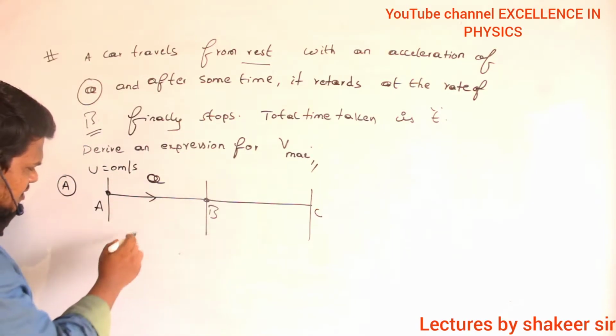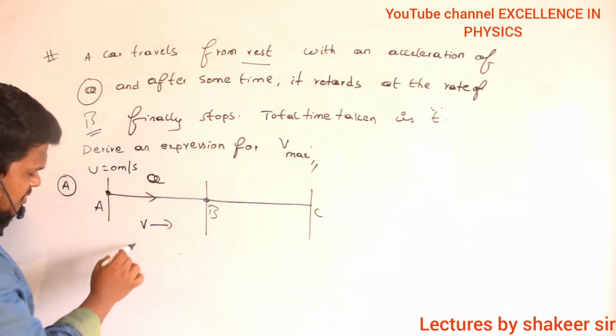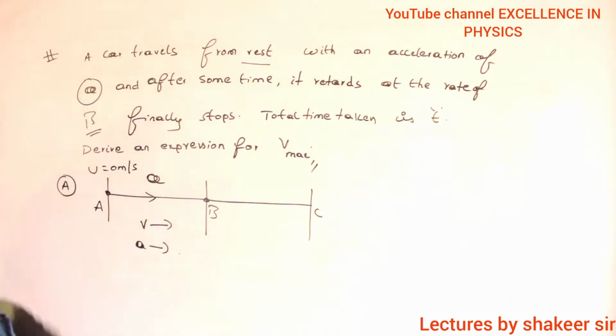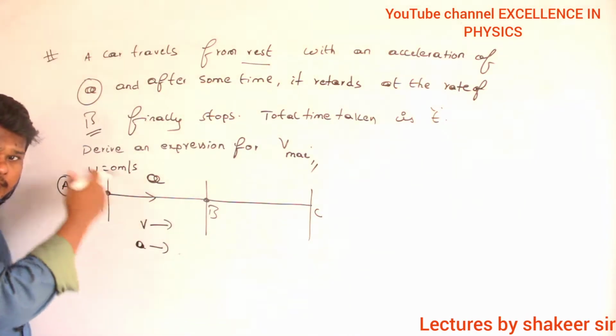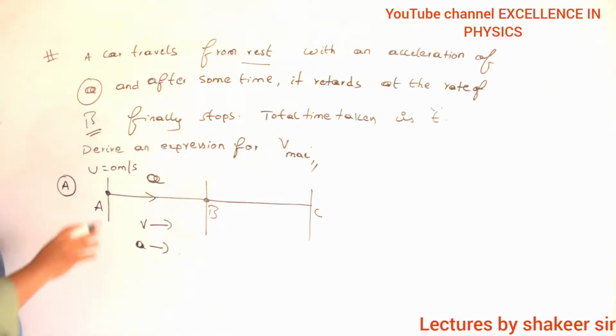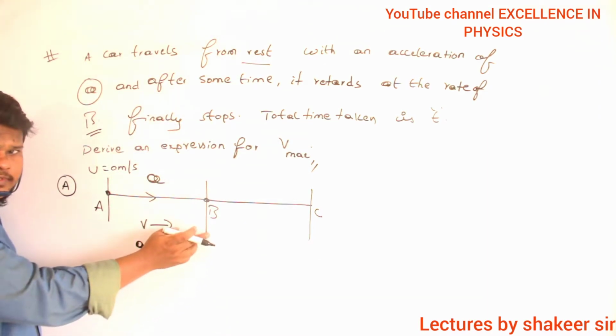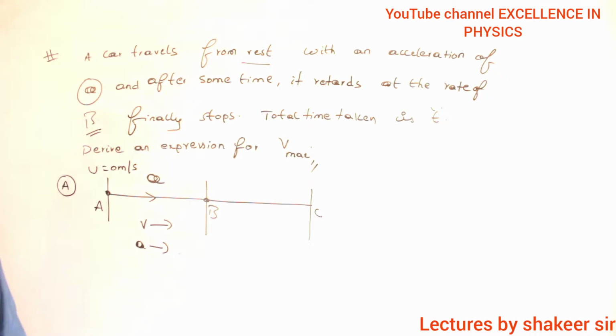From A to B, what is happening? Velocity is in this direction. Acceleration is also in the same direction. So what happens to the velocity? Velocity continuously increases. Up to which point? It increases continuously up to point B. Are you able to understand?